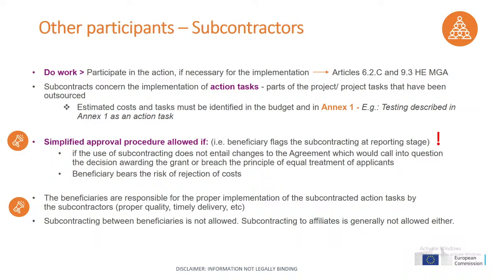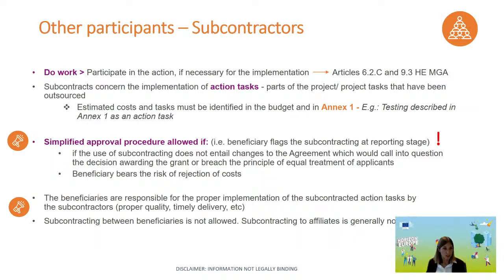If for some reason you realize that you need to subcontract some tasks during the action implementation, and this was not foreseen at the time of the signature of the grant agreement, you may rely on what we call the simplified approval procedure. This means that at the time of reporting, you will have to include in the periodic report the use of the unforeseen subcontracting together with an explanation, with a justification for the subcontracting.